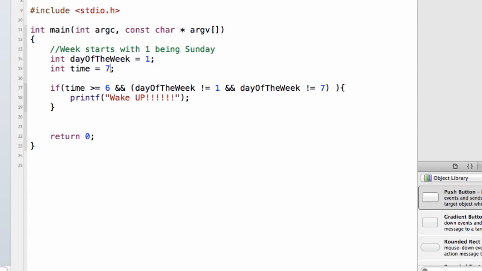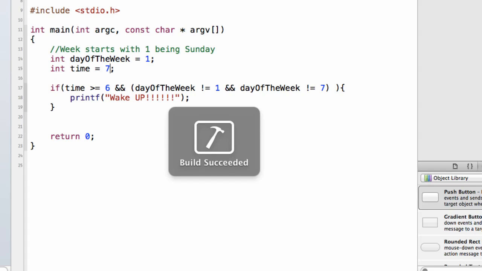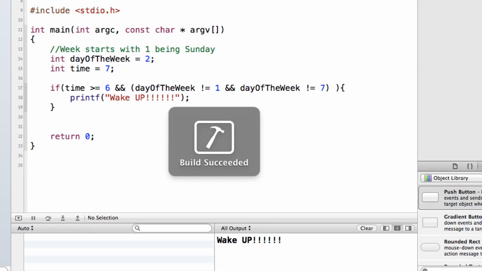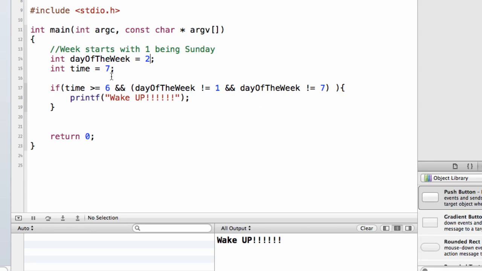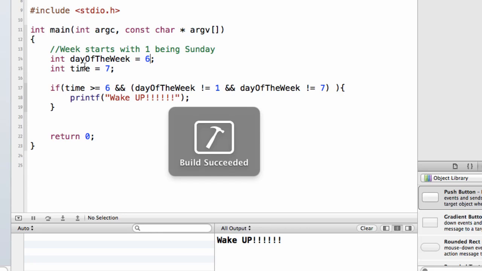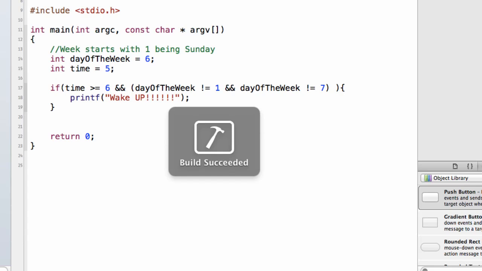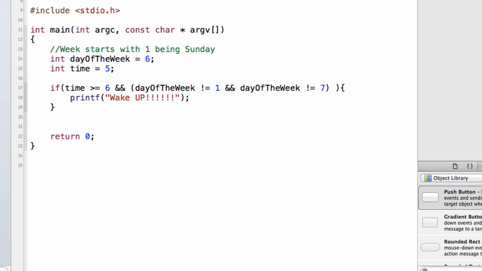Let's put 7. Go and try running it. Nothing, which is what we want. Because Sunday we want to sleep in. Save it. Gonna run it. And there we see it wakes up. And we can see. Let's go and try just 6. We know it should work. Yep, it works. Now let's try 7 to 5. Nothing. And that's what we want, because we don't want to wake up before 6 o'clock.